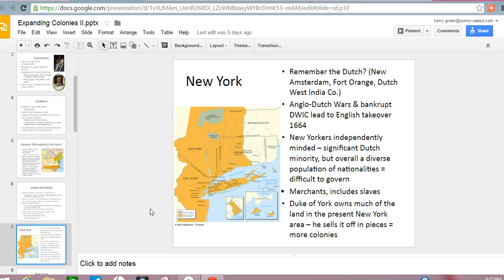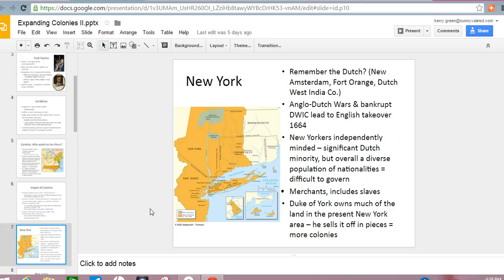But here's the part that makes it interesting: you still have Dutch settlers that adapt to English control. New Yorkers are very independent, very different, a very diverse population. They have a lot of different nationalities, whether it's Dutch, English, or French. They've got some Germans. They've got an early Jewish population. They have slaves. Slaves are not there to develop cash crops like they are in South Carolina, but owning house slaves was a big deal in New York.